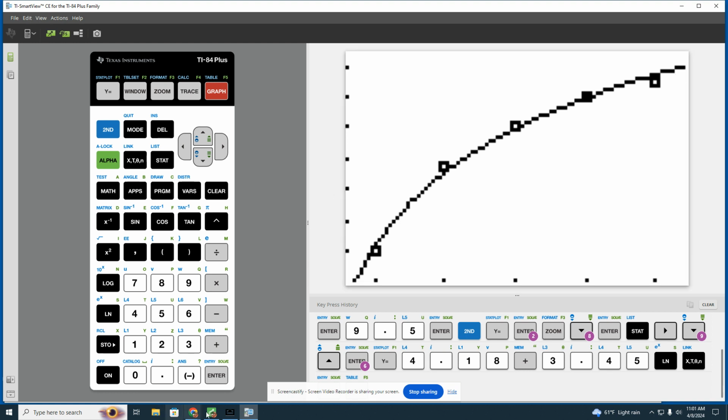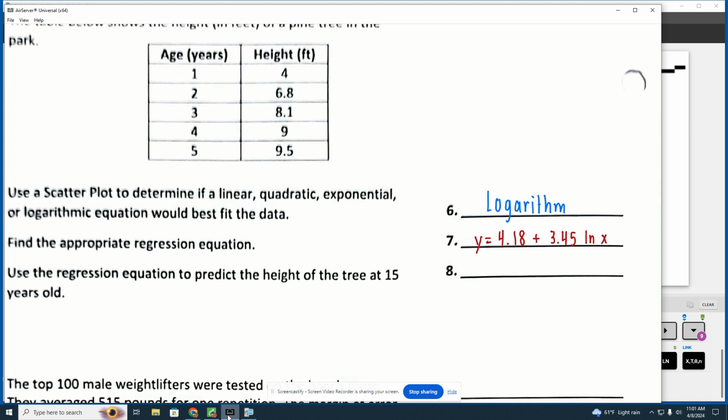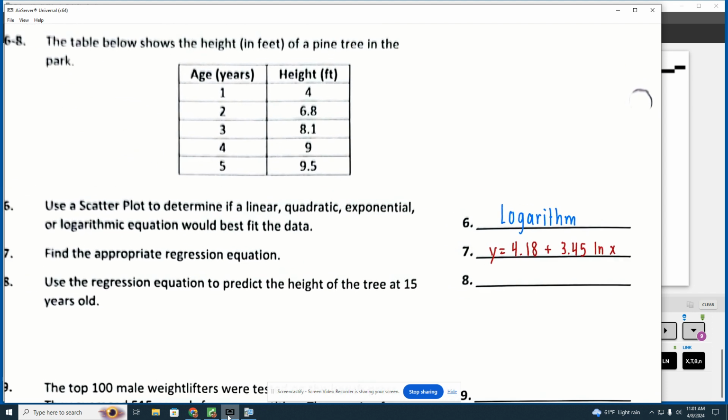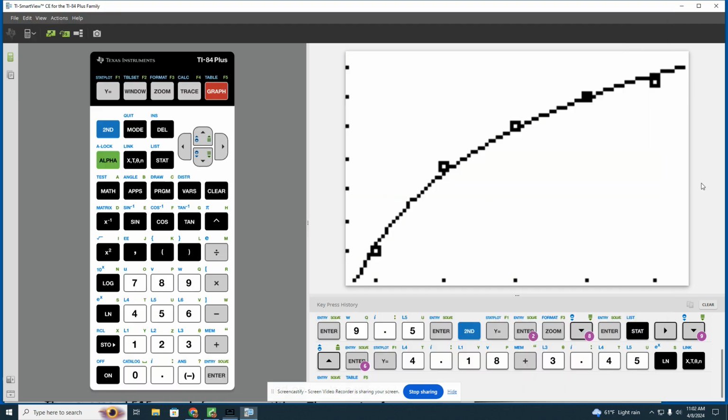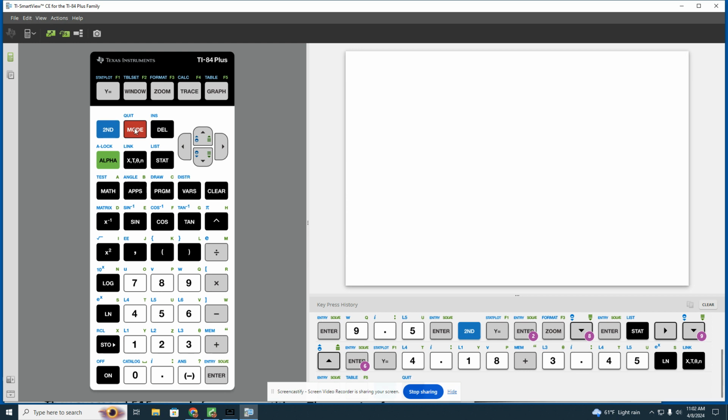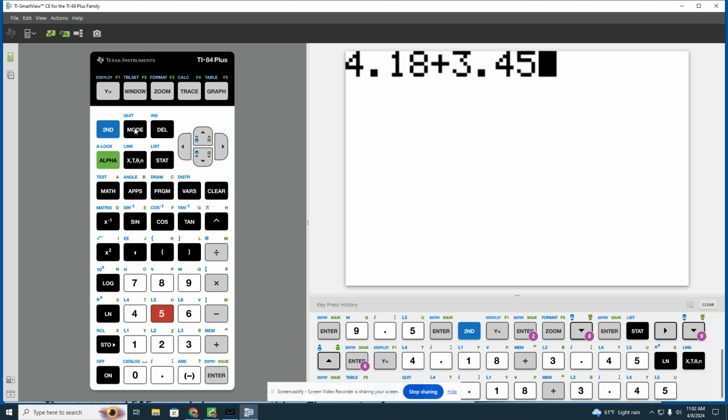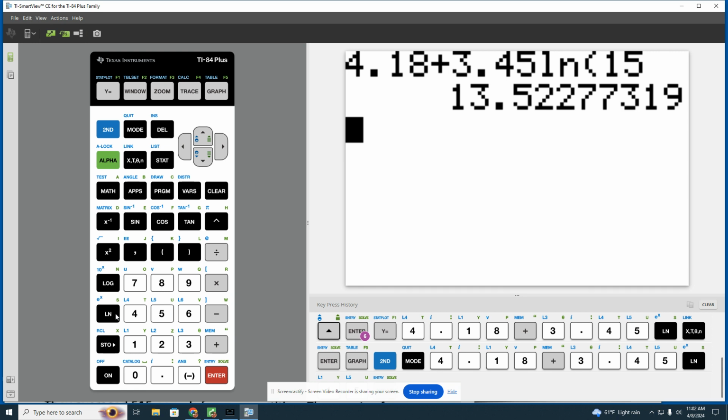So what's the last thing number 8 asked me to do? Find the height when the tree is 15 years old. So I'm going to go plug 15 in. Ready? Go back to a second quick. Go back to your home screen and do 4.18 plus 3.45 times the ln of 15. About how high is it say it's going to be? 13 and a half feet.